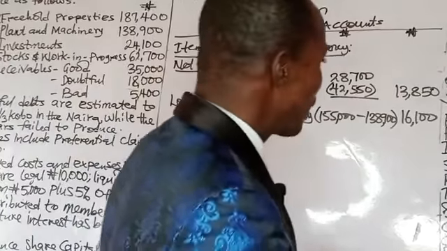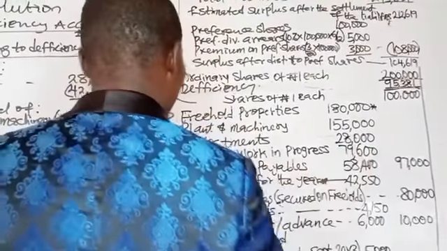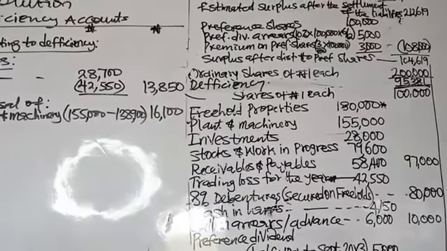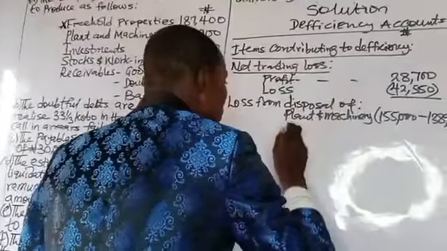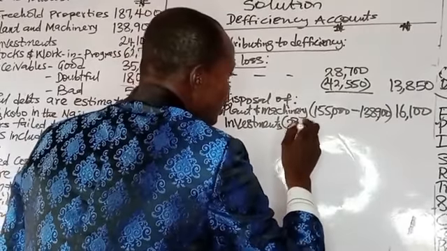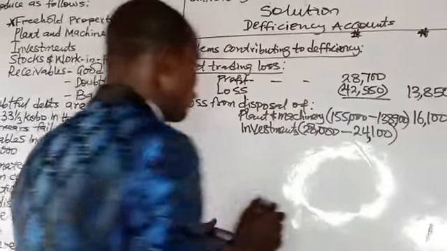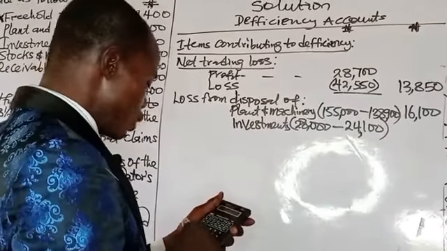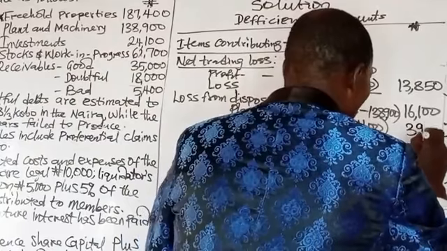Now, after plant and machinery, we have investments. The book value of investment is 28,000. How much is the realizable value of investments? The realizable value of investment is 24,100, which is lower than the book value. So investment will be sold at a loss. The book value is 28,000 and the realizable value is 24,100. So 28,000 minus 24,100, the loss from sale of investment is 3,900.